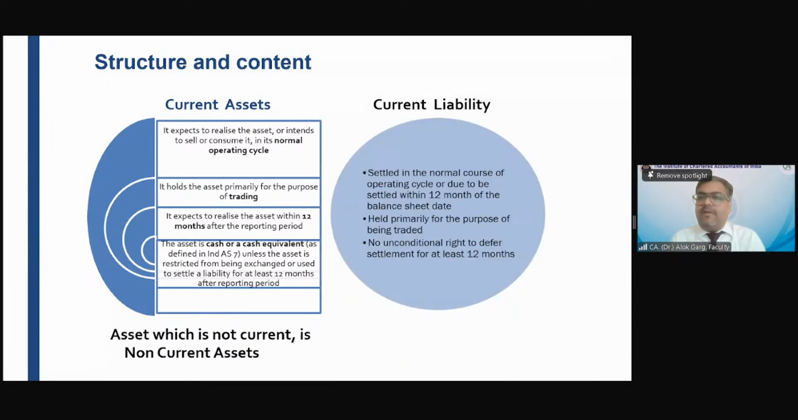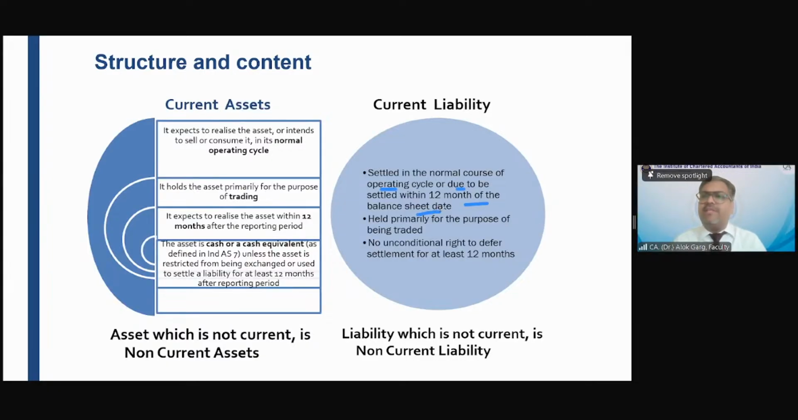Friends, an asset is a resource, a liability is an obligation. So what is the meaning of current liability? A current liability is a liability which is going to be settled in the normal course of the operating cycle. Should I explain the operating cycle again? I've already explained it. Or it is due to be settled within 12 months of the balance sheet date.